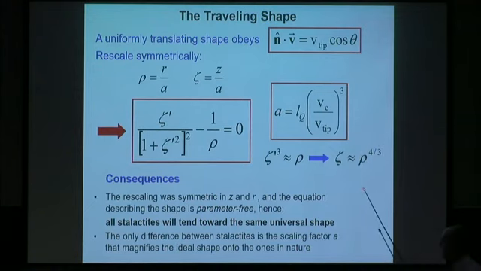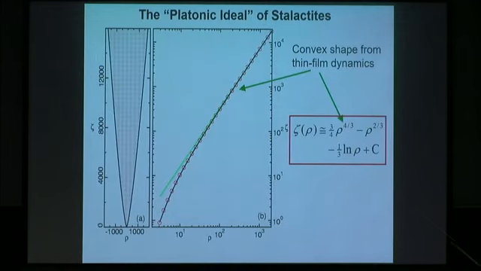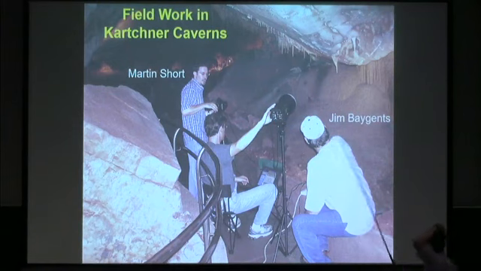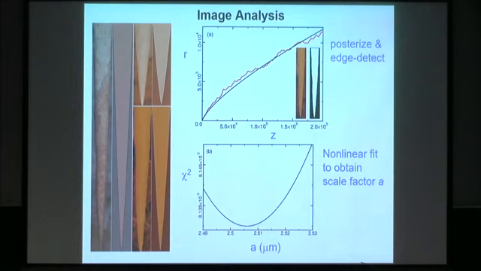So we went into Karshner Caverns. So I'll skip that. We went into Karshner Caverns. This is my then student Martin Short and collaborator Jim Bagents. And we took laptops and lighting, and we actually photographed a whole bunch of stalactites and then tried to form an average and see whether they were consistent with this picture. So here are some typical shapes. Here's the noisy, wiggly shape that you get from a real stalactite, radius as a function of z.